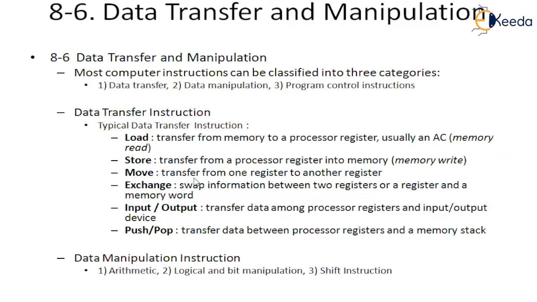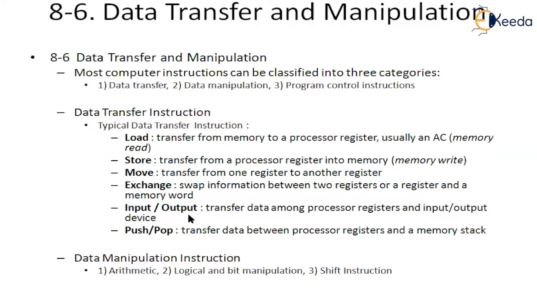Move: from one register to another register, the contents will be moved. Exchange: the contents of two registers will be exchanged or swapped. That is, when you execute an instruction exchange R1, R2, R1 contents will get transferred to R2, and R2 contents will get transferred to R1.